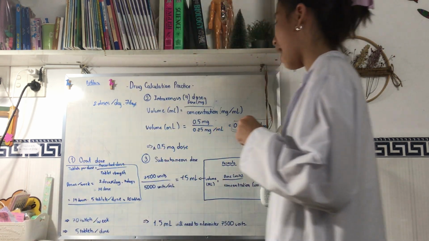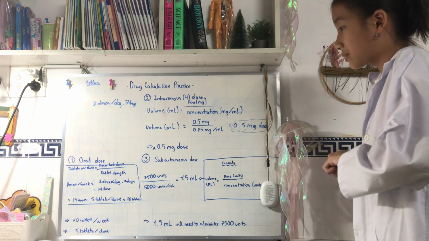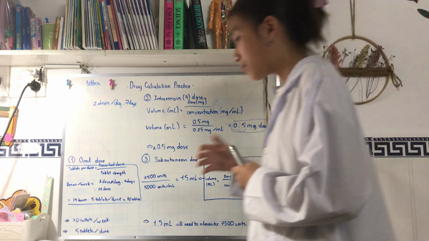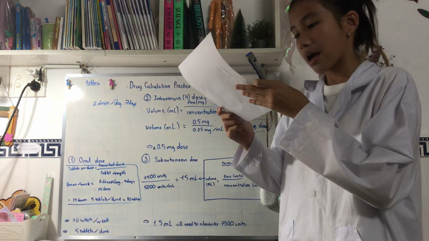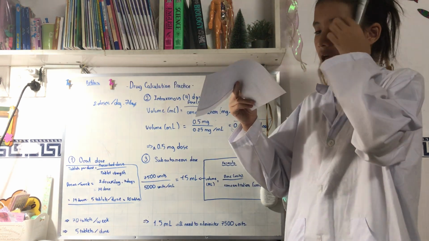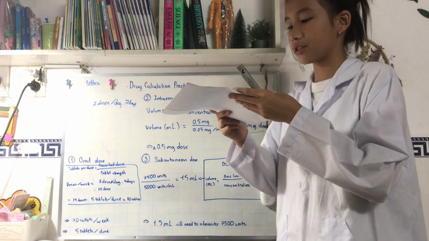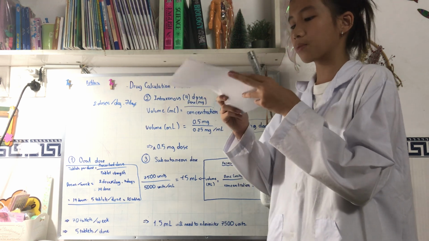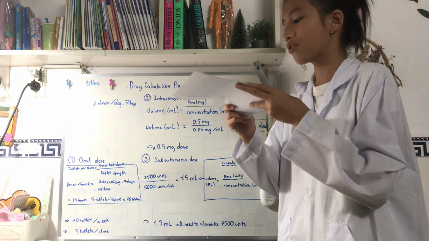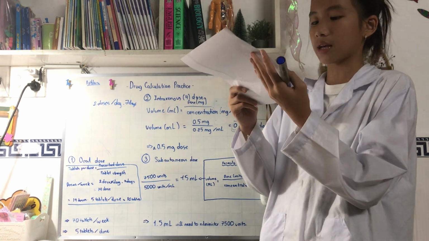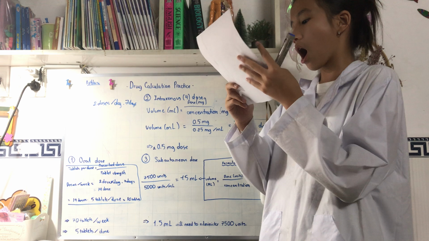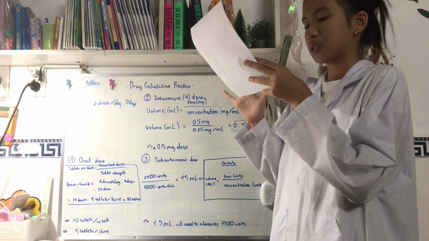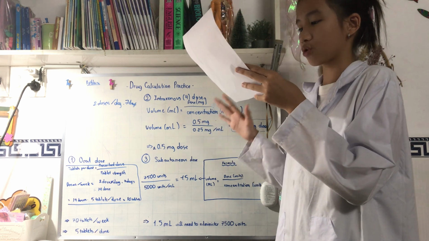Then we will have the last problem, the subcutaneous dose. Our problem is heparin 7,500 units subcutaneous every 12 hours is ordered by Dr. G. Edwards. The Poole Hospital Pharmacy provides a heparin vial with a concentration of 5,000 units per milliliter. How many milliliters will you need to administer for 7,500 units?